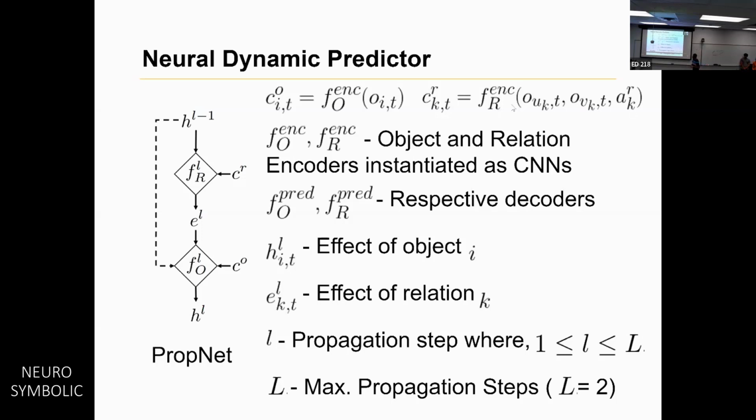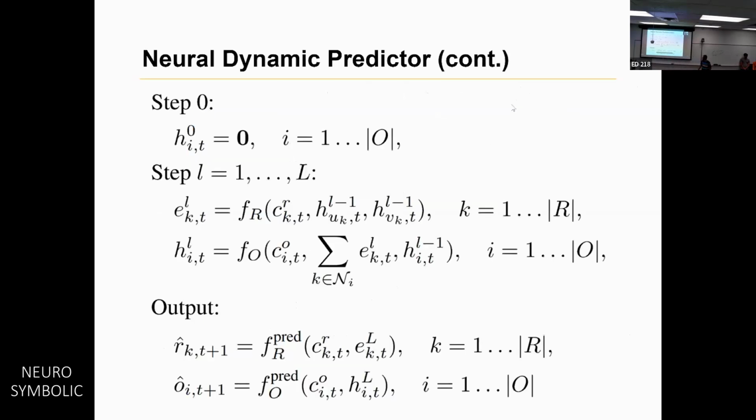I didn't mention this earlier. Here the H represents the effect of object i, and the E represents the effect of the relation that is happening. And as there are encoders, there are also decoders, as well as propagators that you can see here, F_O and F_R.